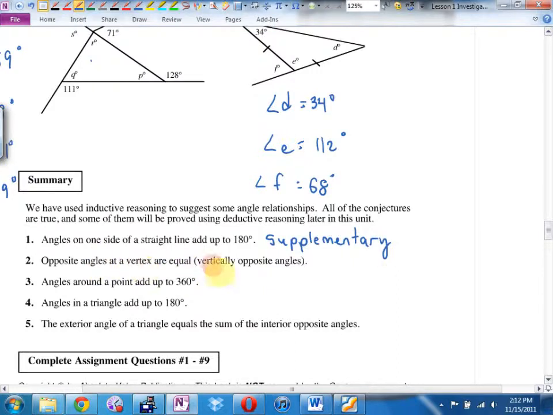How do I remember that one? Can you all look up for a second? What letter is that right there? I agree with you, X. If I cover it up, what letter is that top half form? V for vertically opposite angles. If you're looking for a dumb way to remember it, works for me.